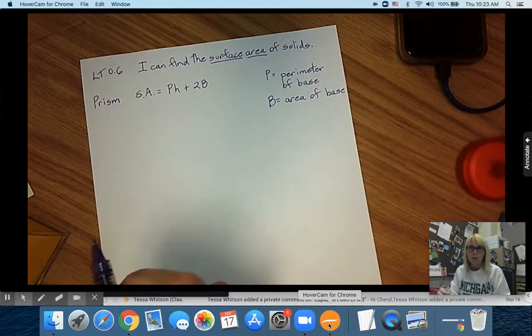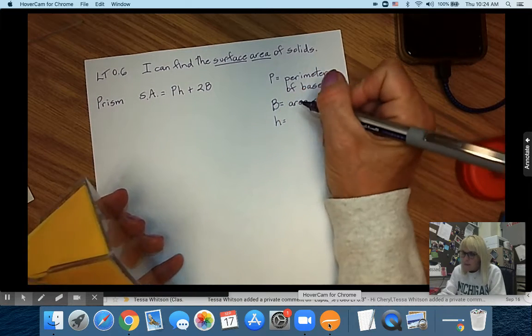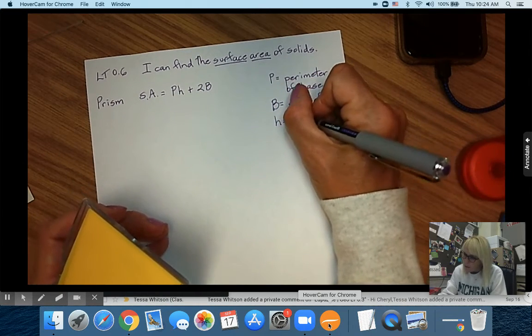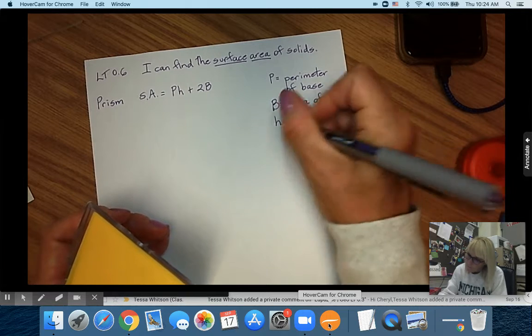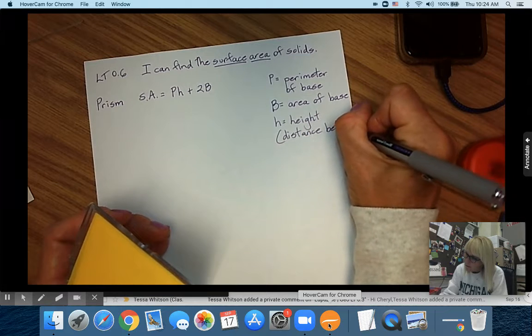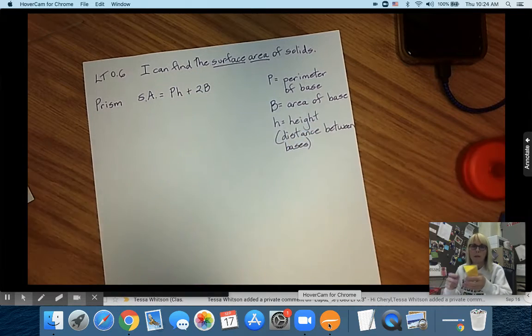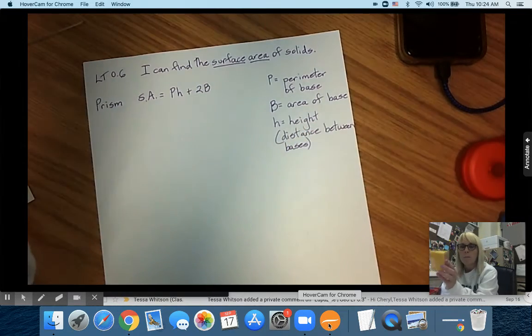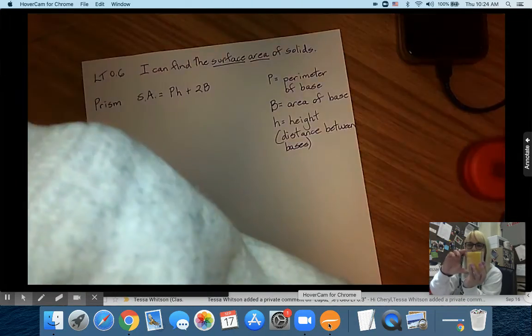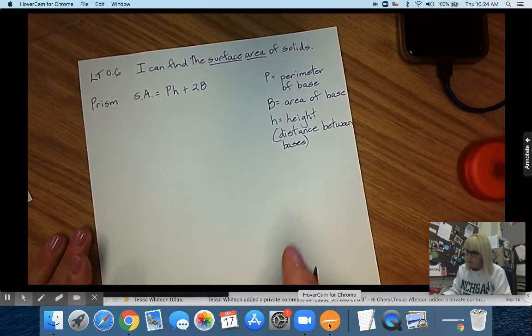Now H is height, you're right, but it's a specific type of height when we're talking about prisms for sure, and cylinders as well. Height, in this case, is the distance between the bases. So you want to be really careful on height. It's not what you're normally used to thinking of, but it makes sense, right? The height of this prism is how far apart are the triangles. That's all we need for this formula.